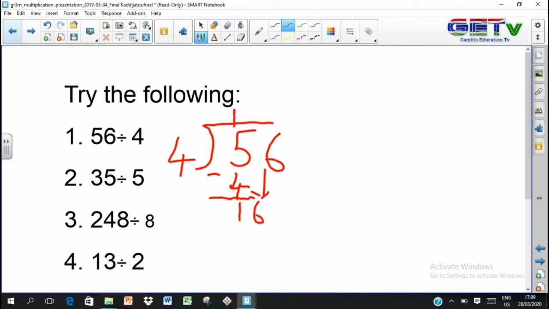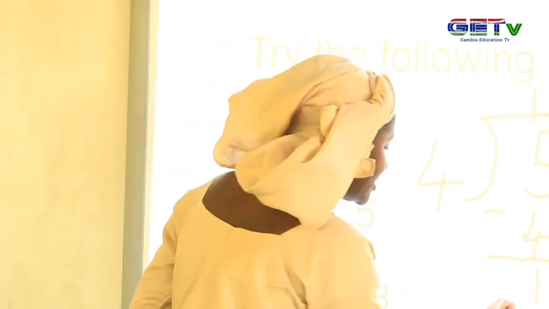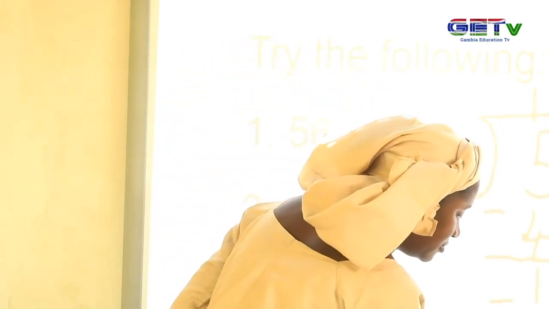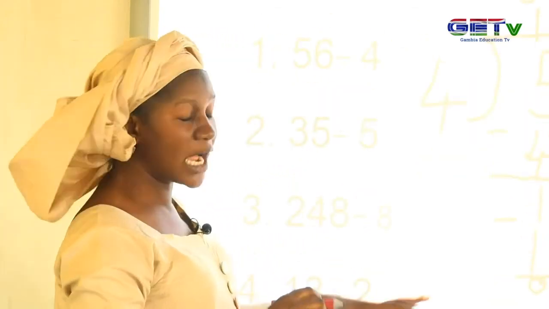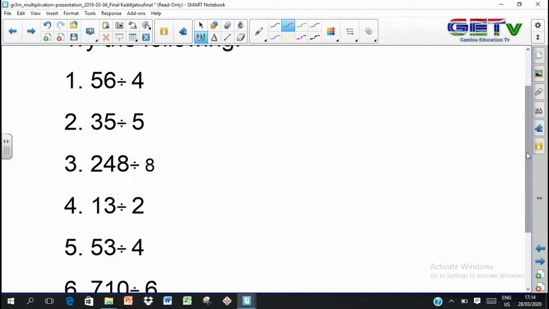Now we have 16 divided by 4. 16 divided by 4 is 4. 4 times 4 is 16. 16 minus 16 is 0. This is long division without a remainder because we don't have any remainder. Let's move to the second question where we have 35 divided by 5.